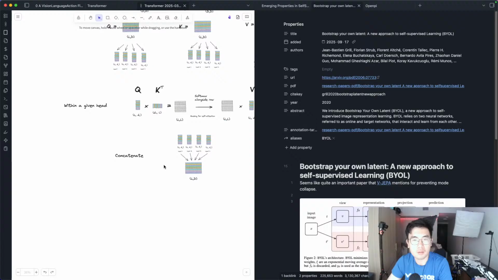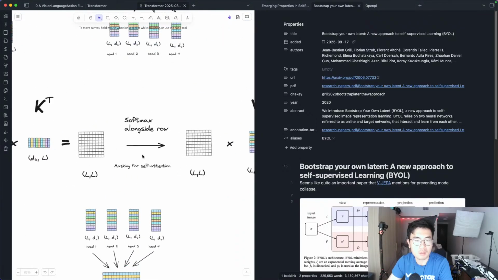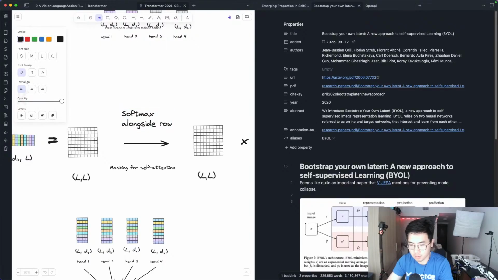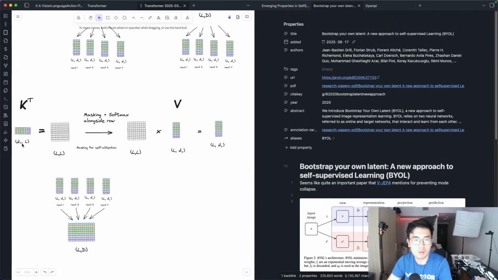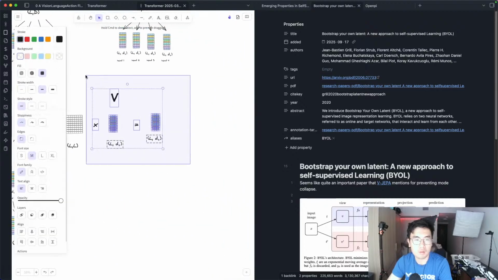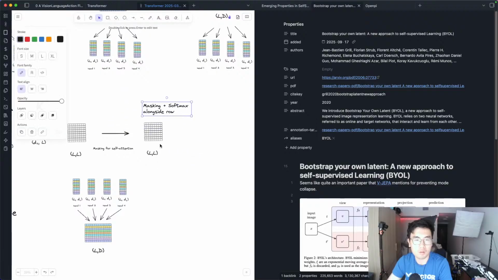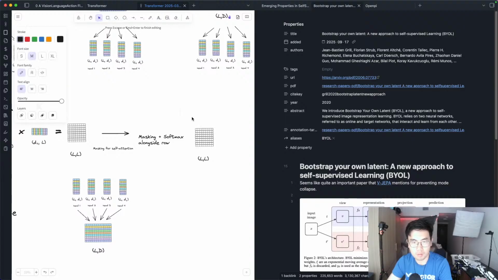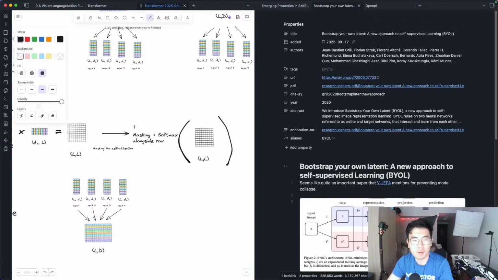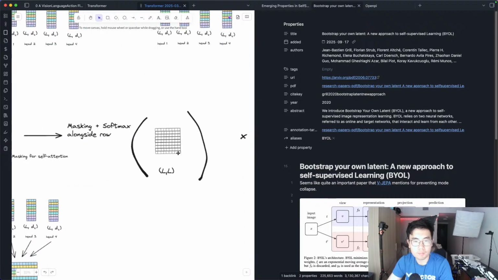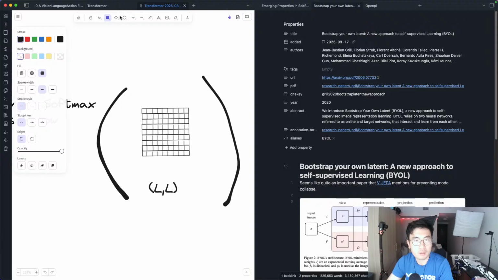I think in my Obsidian, I also do QK. Yeah, I'll probably just draw it. And here I probably just want to draw a custom shape.